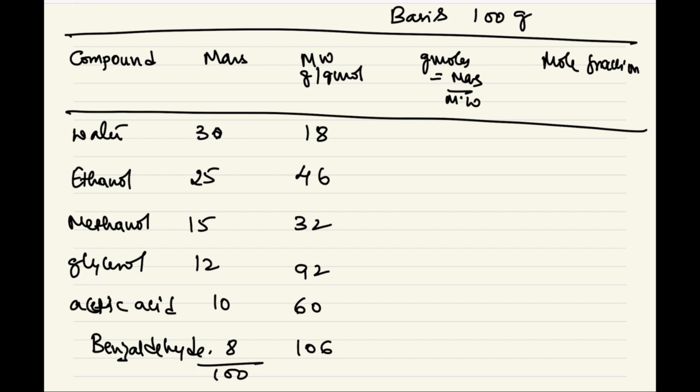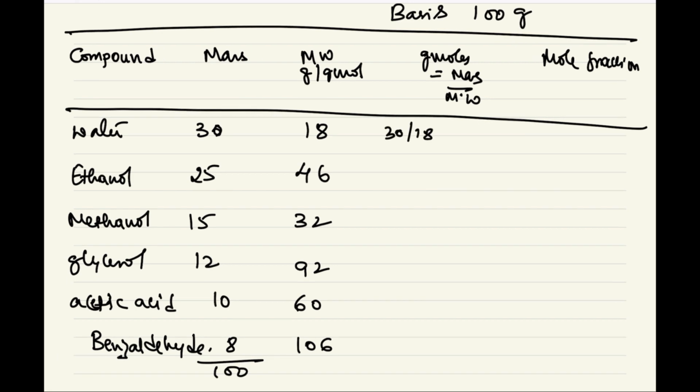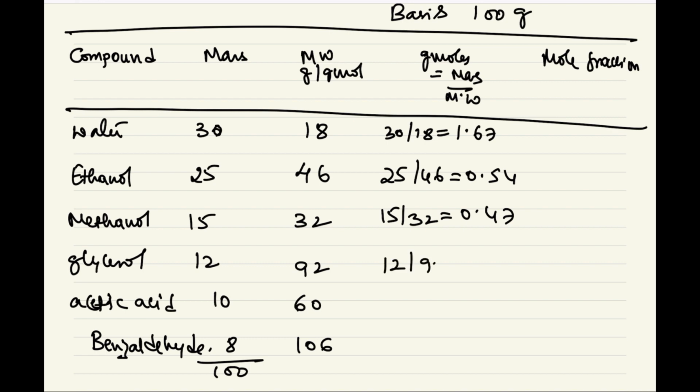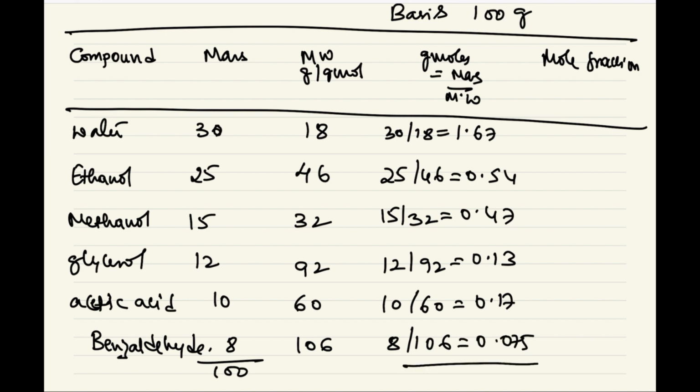Nothing but 30 divided by 18, it is 1.67. This is 25 divided by 46, that is 0.54. This is 15 divided by 32, it becomes 0.47. And this is 12 divided by 92, becomes 0.13. 10 divided by 60, 0.17. And the last one, 8 divided by 106, it's 0.075. So we need to calculate the total moles. Just sum all these values, you are going to get 3.055.